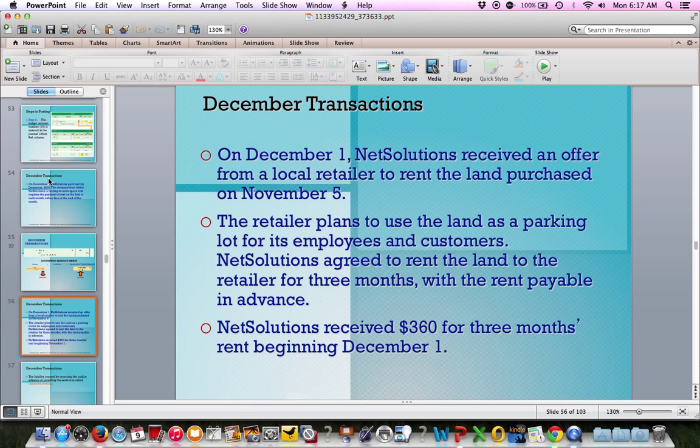It says rent the land that was purchased. They've received an offer, so maybe they're going to rent out that land that they just bought. The retailer will put a parking lot there for its employees and customers. Net Solutions agreed to rent the land for 3 months with rent payable in advance. And so they received $360 for 3 months of rent, beginning December 1st.